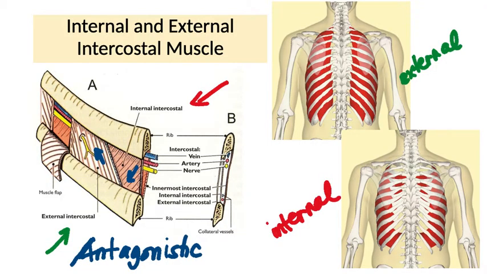So we will see more details about the intercostal muscle. There are two types of intercostal muscle. The first one is the internal intercostal muscle. Okay, you can see from the picture on your left.